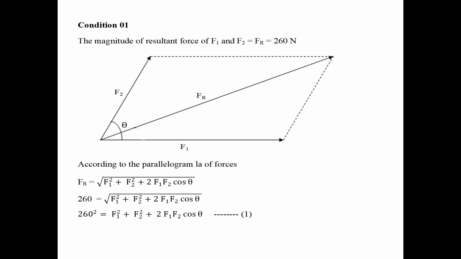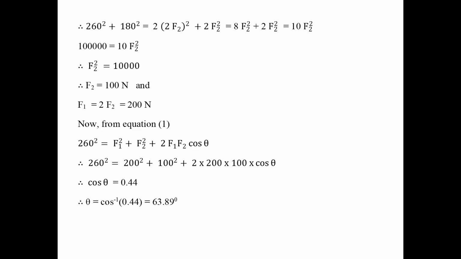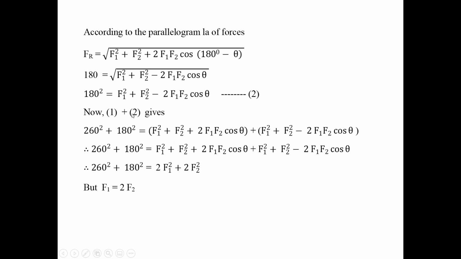Add the first equation and second equation. What is the right hand side of the first equation? F1 square plus F2 square plus 2F1 F2 cos theta. What is the right hand side of the second equation? F1 square plus F2 square minus 2F1 F2 cos theta. So if I add the first equation and second equation, the plus 2F1 F2 cos theta and minus 2F1 F2 cos theta will cancel. So here first equation LHS is 260 square. Second equation LHS is 180 square. So 260 square plus 180 square is equal to RHS.